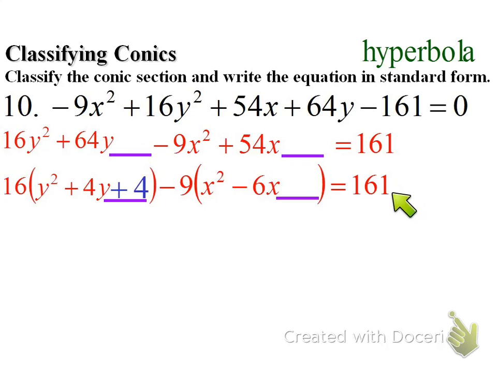So what do I need to add over here? I can't just add 4, they wouldn't be equal anymore. You have to add 64. That's a very tricky step.